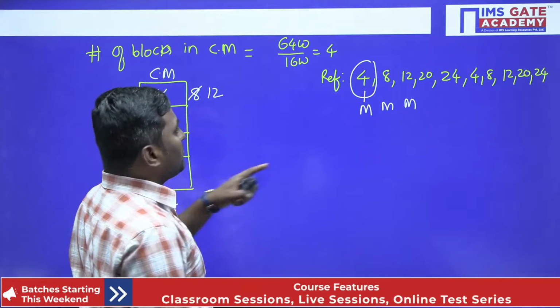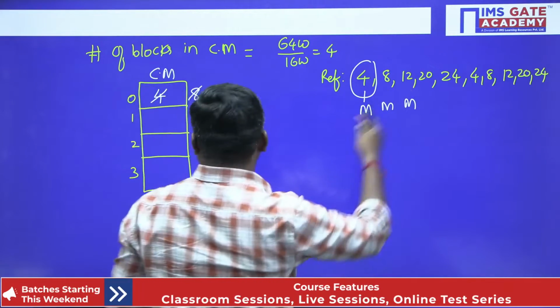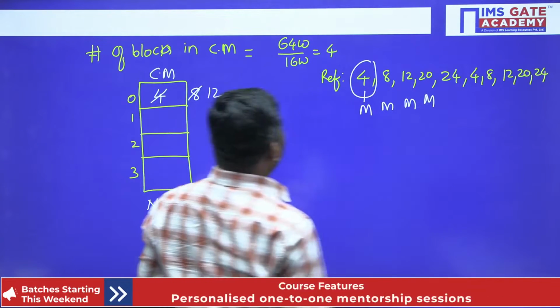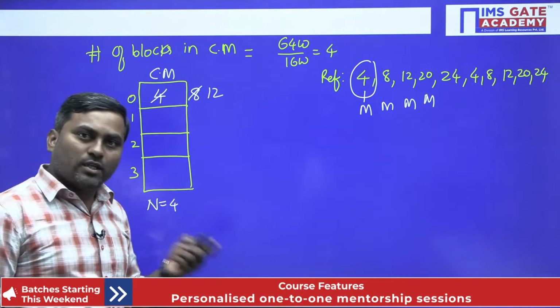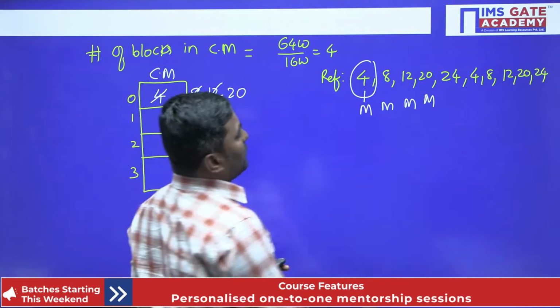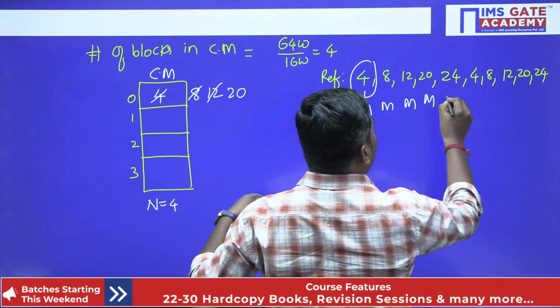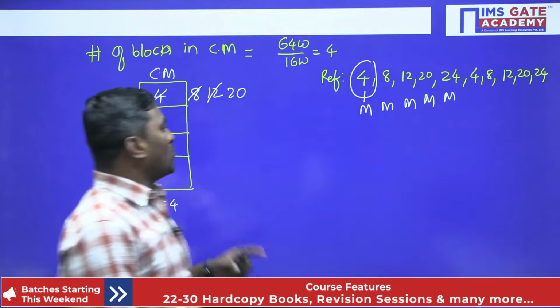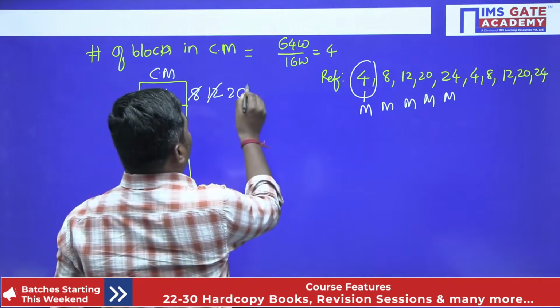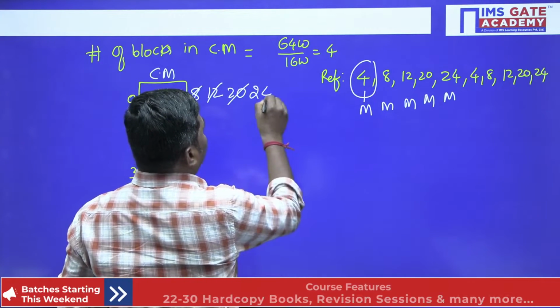Now after some time the reference goes to block number 20. Block number 20 is not there, so block number 20 is also a miss. Now 20 modulo 4 is again 0. Remove 12, place 20. Next the reference goes to 24. 24 is not there, so a miss occurs here also. 24 modulo 4, again what? 0. So remove 20, place 24.